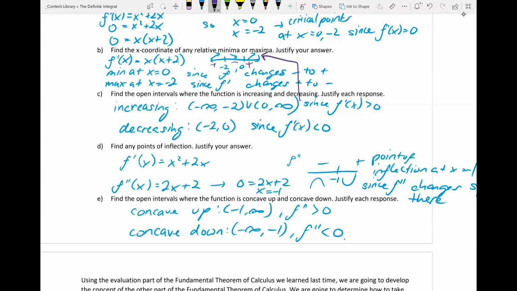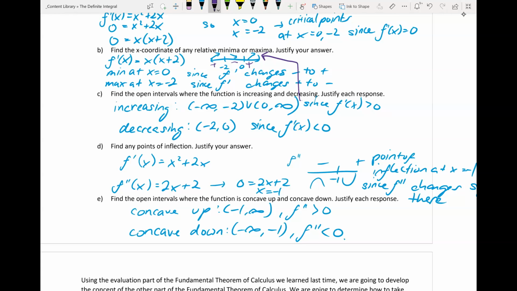To find points of inflection, we need to find the double derivative. Now it would be 2x plus 2. We would set it to 0 to find the inflection point. And it seems like it would be at x equals negative 1, but we have to double check.